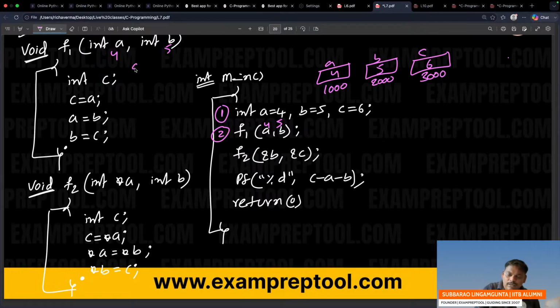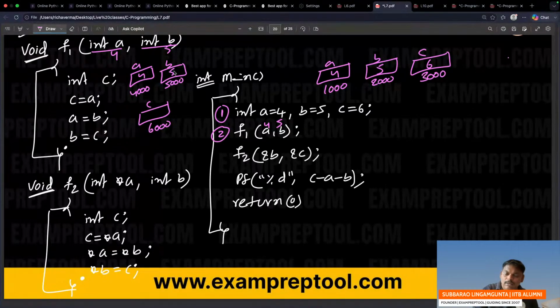Let me write now. A4 here. Declaration means again creating memory. B5 here. Address already 3000 over. Let me go for 4000. You can give whatever address you want, but don't repeat the address. Address purpose is unique. Int C, memory created. It is 6000. So I think A4, B5, C, you are not given anything, garbage as of now.